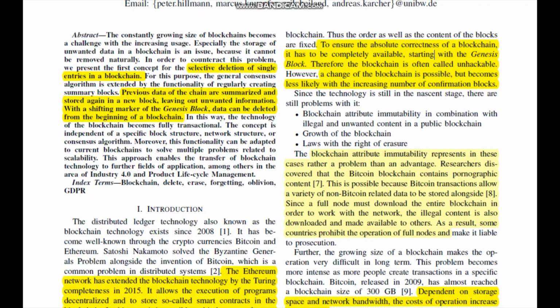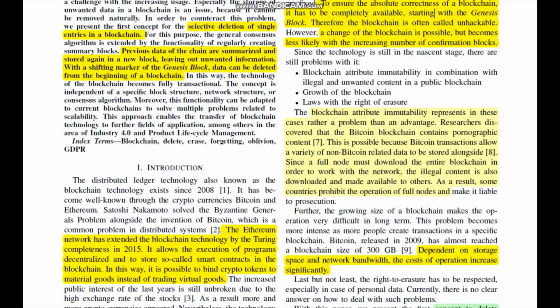So we have many advantages of a blockchain, but what are the problems with immutability? Researchers say that the Bitcoin blockchain contains pornographic content. This is possible because blockchain transactions allow a variety of non-Bitcoin related data to be stored alongside. Since a full node must download the entire blockchain in order to work on the network, the illegal content is also downloaded. So that's where immutability is actually a problem rather than an advantage.